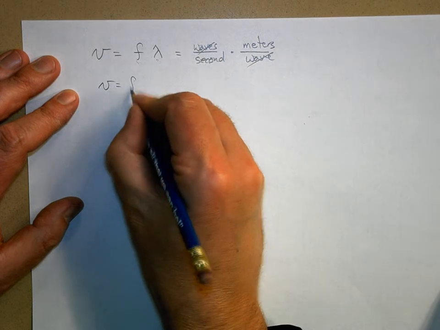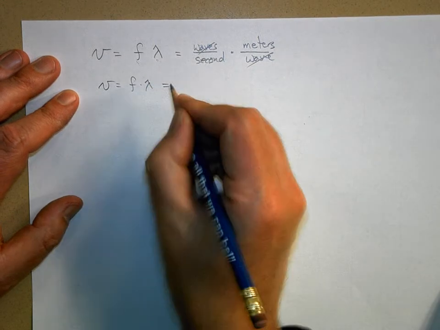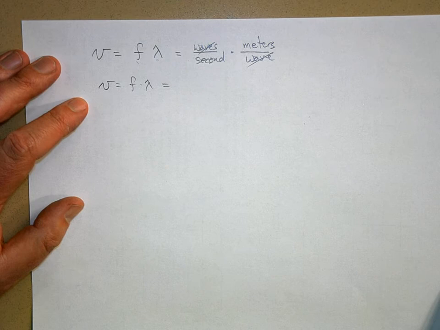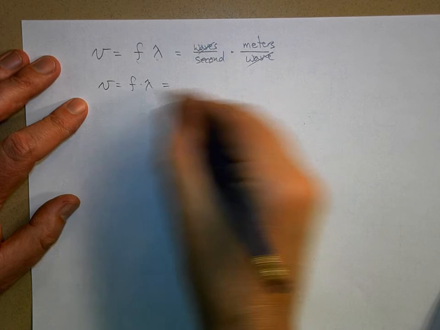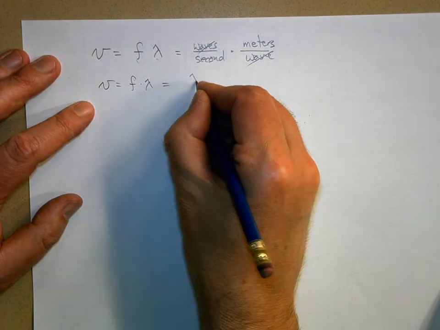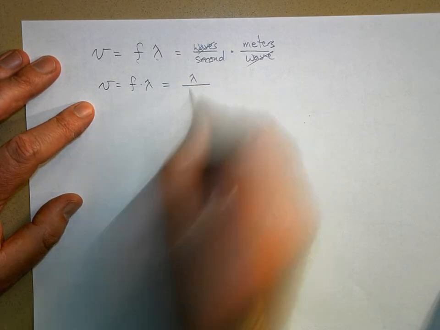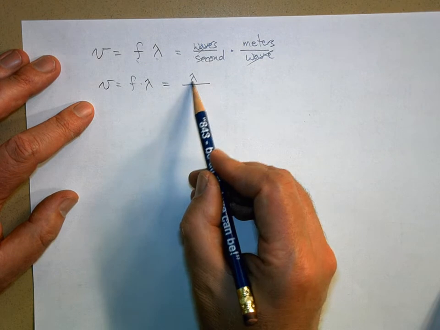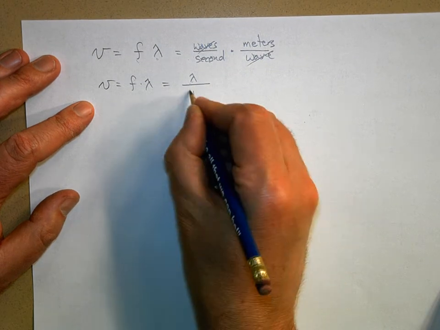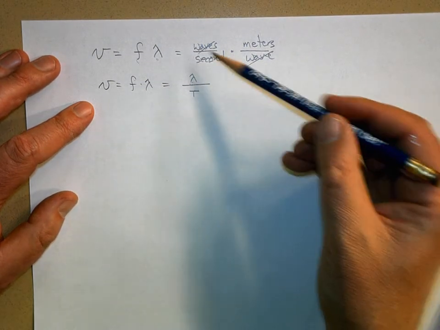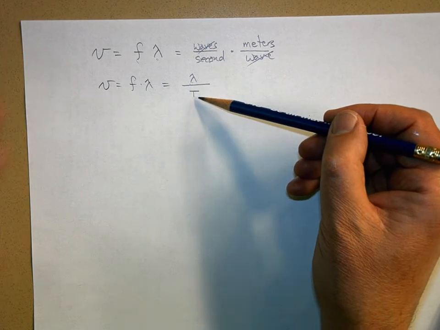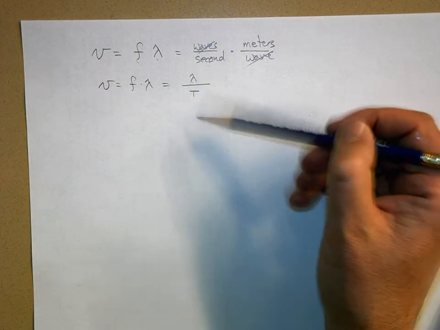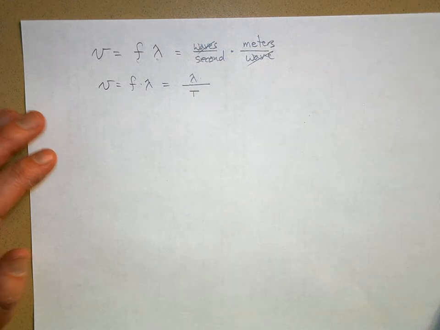Velocity equals frequency times wavelength. But since the period of the wave, the time to make one wave, is 1 over the frequency, you can say that this is also equal to the wavelength divided by the period. And this is meters per wave, and this is seconds per wave. So the per wave goes away and you get meters per second. So there you go.